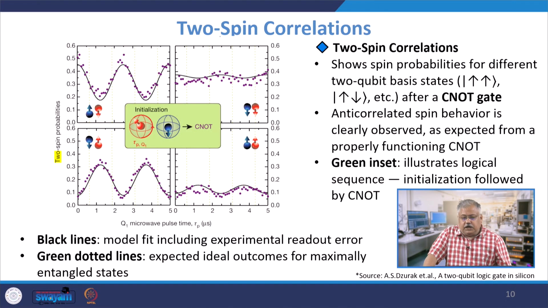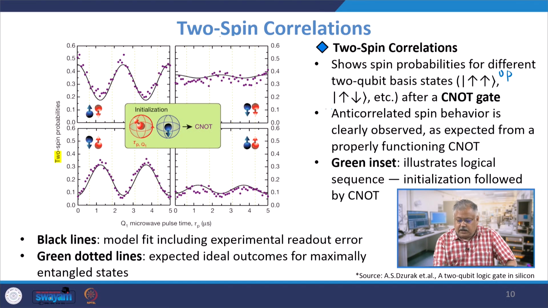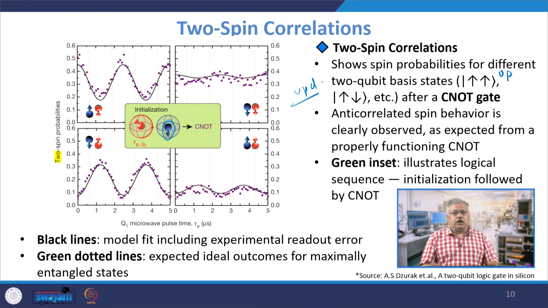Now about 2 spin correlations, though ideally you do not want it to happen, this happens quite a lot, that the 2 spins will correlate with respect to each other. What I am showing is basically spin probability of different 2 qubit states. This is an up state, this one is an up state, and this is an up down state, and after a C0 gate I will get up down. So they are either correlated or anti-correlated. Anti-correlated spin behavior is clearly observed in this case as expected from a C0 gate.